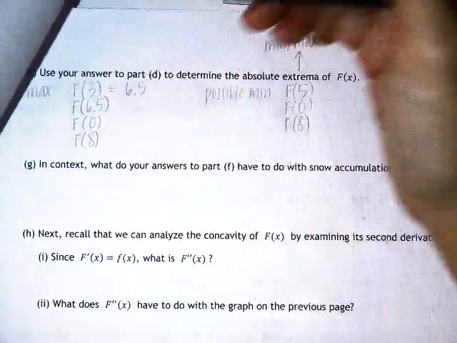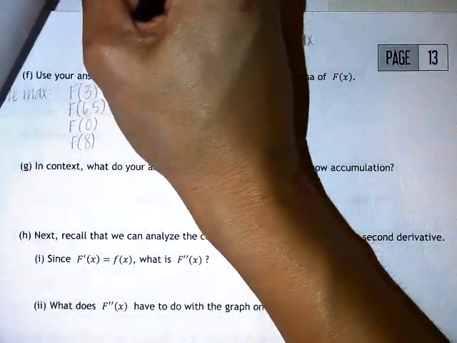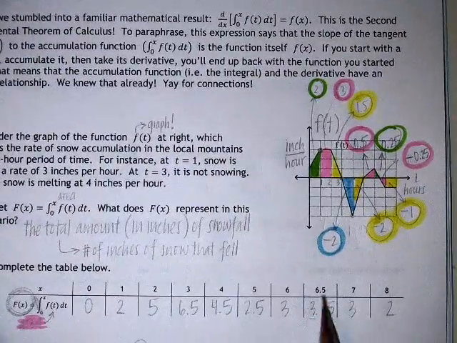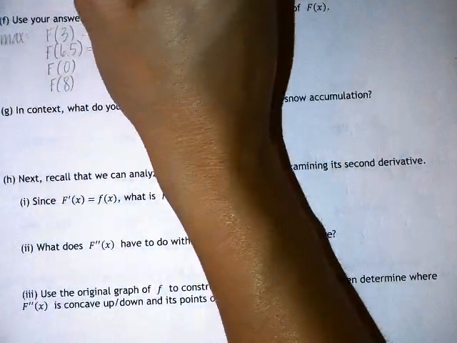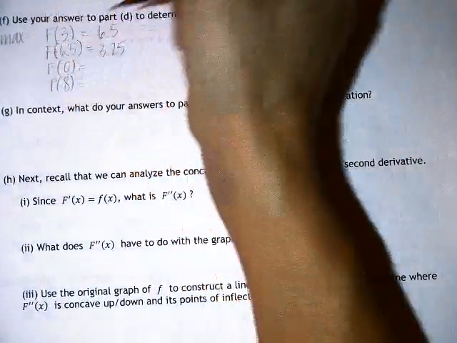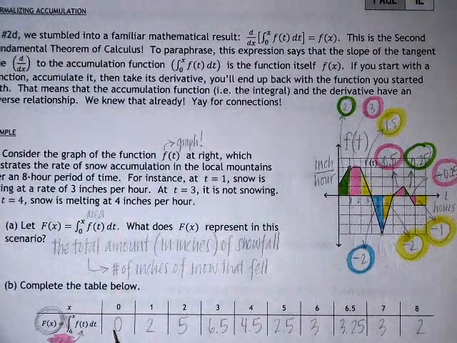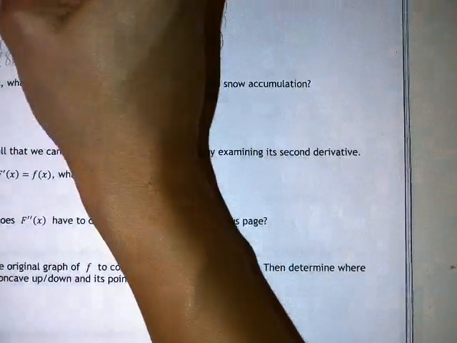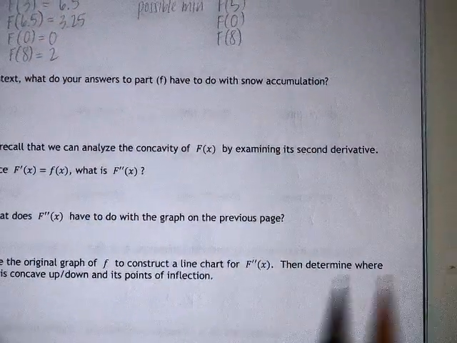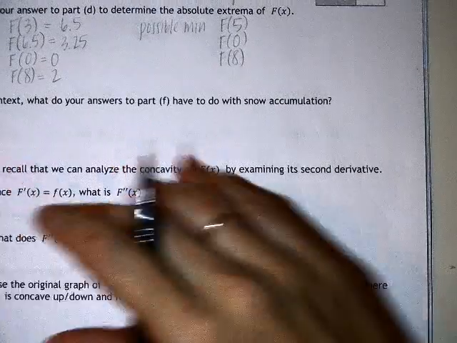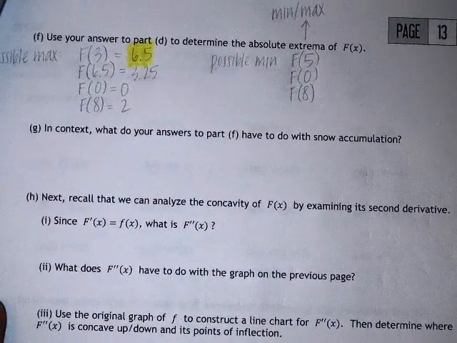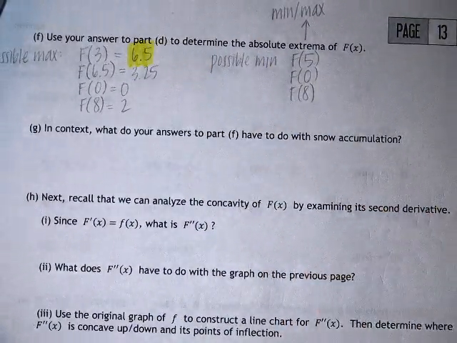Now let's use the big F function from the table to get the rest of these numbers I need to test. Big F of 6.5, going back to my table, is 3.25. And again, I have to test my possible endpoints. Big F of 0 is 0. And big F of 8 is 2. So of those possible values, which one appears to be the biggest possible value? Well, it looks like it's 6.5. So the maximum appears to be 6.5.